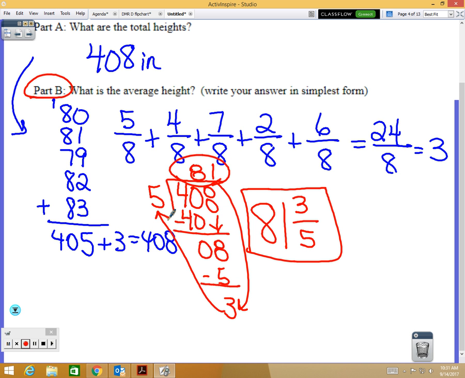If you're someone that just really hates fractions, but you're good at turning them into decimals, you could change everything into decimals, and that would be fine. I will accept your answer in decimal form. Question, Tommy.